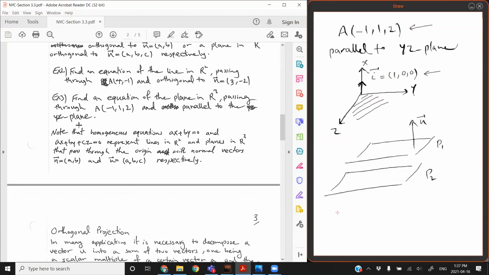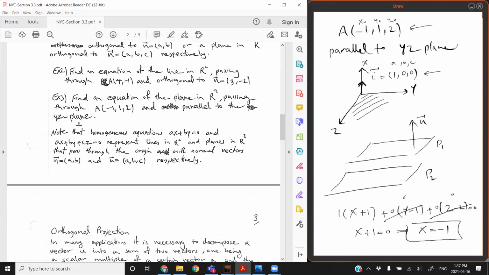So what do I get? I get 1, that's A, so A, B, C. 1 times x minus -1, so x plus 1. So this would be my x0, this would be y0, and this would be z0. Plus 0 times y minus 1, plus 0 times z minus 2 is equal 0. So this is going to be 0, this is going to be 0. I get x plus 1 is equal 0, which I can also write as x is equal minus 1. That's it. That would be the equation of the plane.